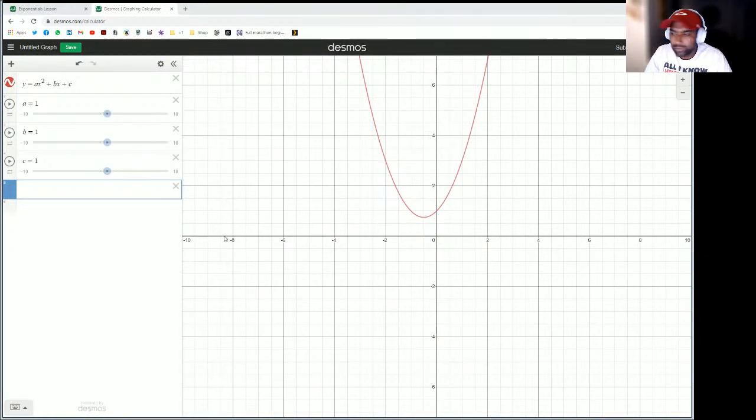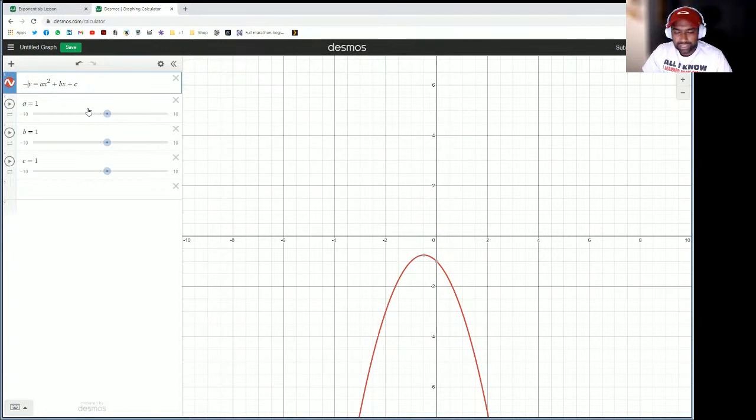All right, so what we've got here is just going back to reflections. One of the things is this: if you want to reflect the parabola on the x-axis, all you have to change is just a minus in front of the y. Because basically what that does is it should just reflect it on the x-axis.